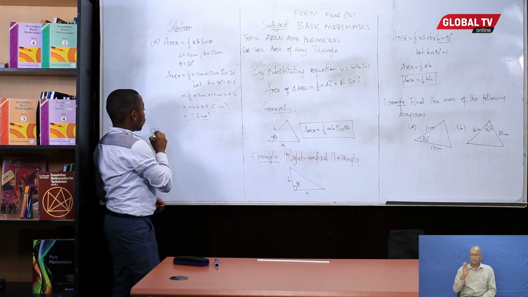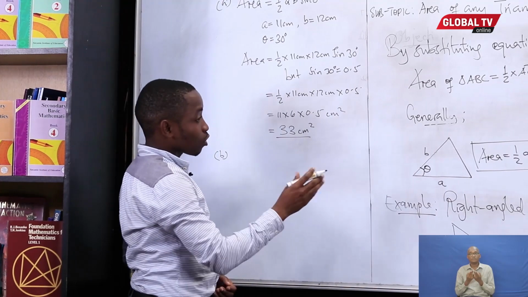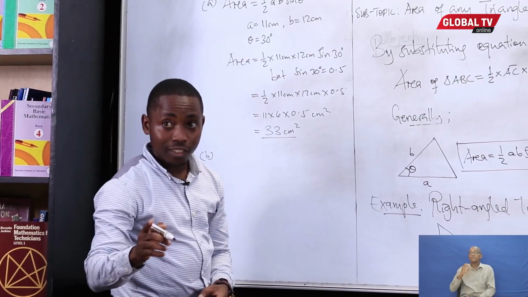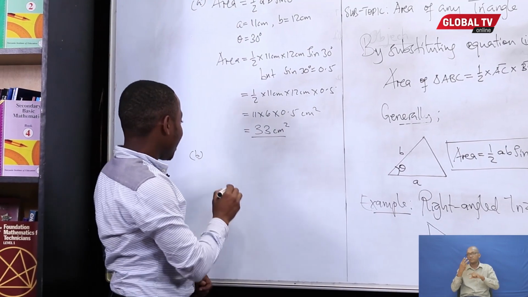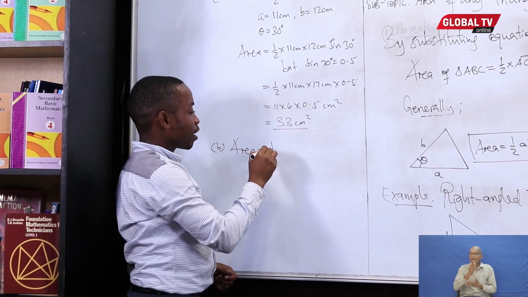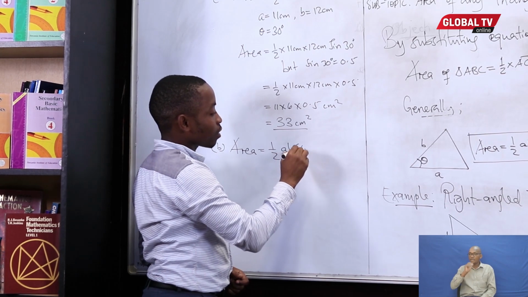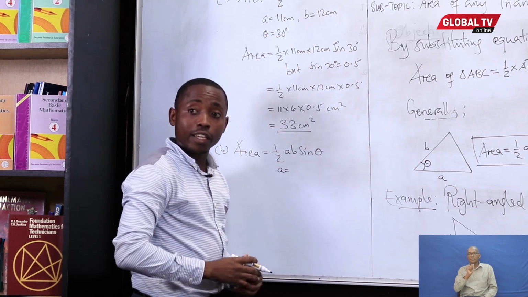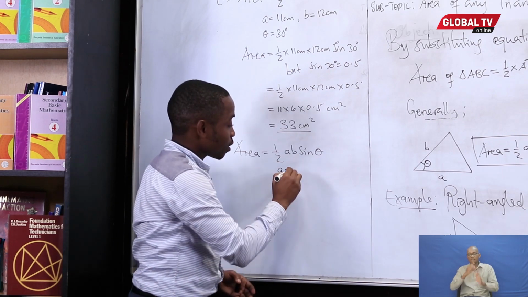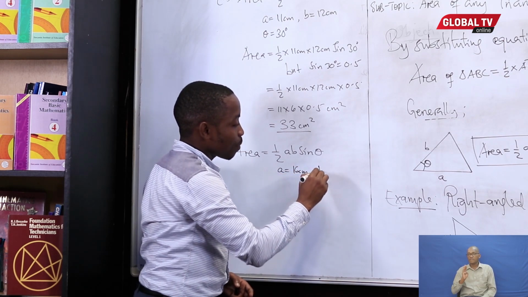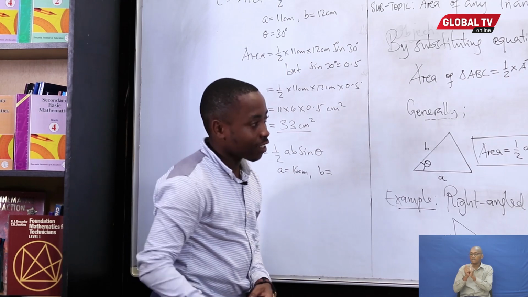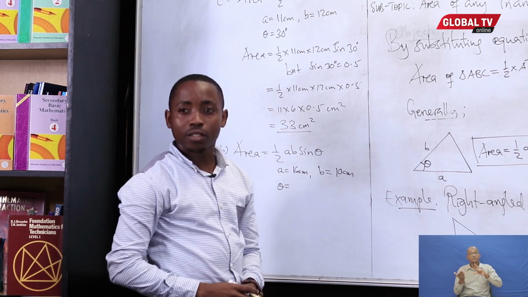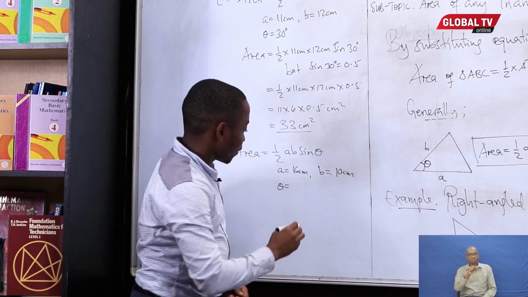For part B, we can do the same. We are given two sides, 16 centimeters and 10 centimeters, and the angle between them is 45. Now, what will be the area? As we know, area is a half times the first side, times the second side, times the sine of the angle in between. The first side A is given as 16 centimeters, the second side B is given as 10 centimeters, and the angle between them is 45.